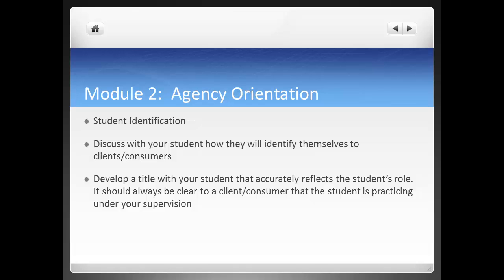Having the student role play an introduction with the client is often a helpful way of getting them more comfortable with introducing themselves to clients.